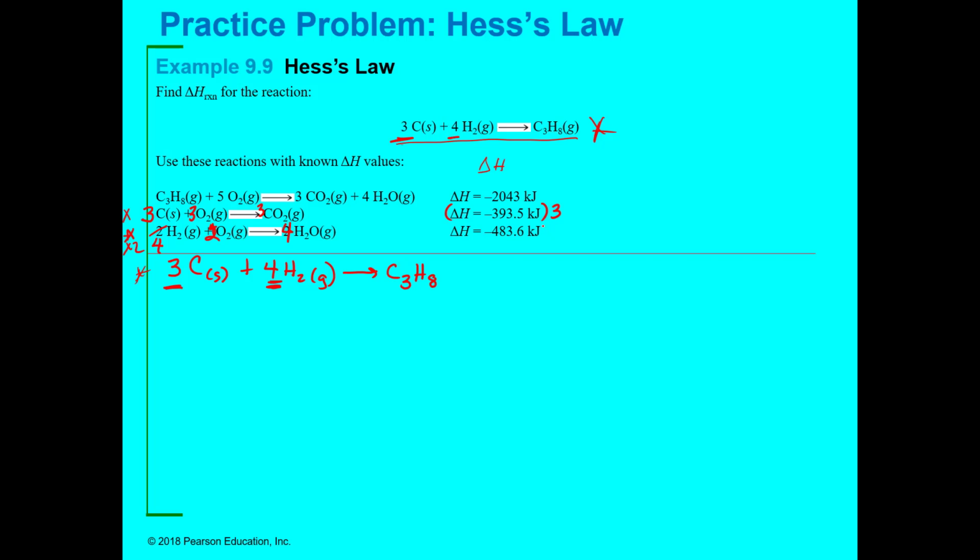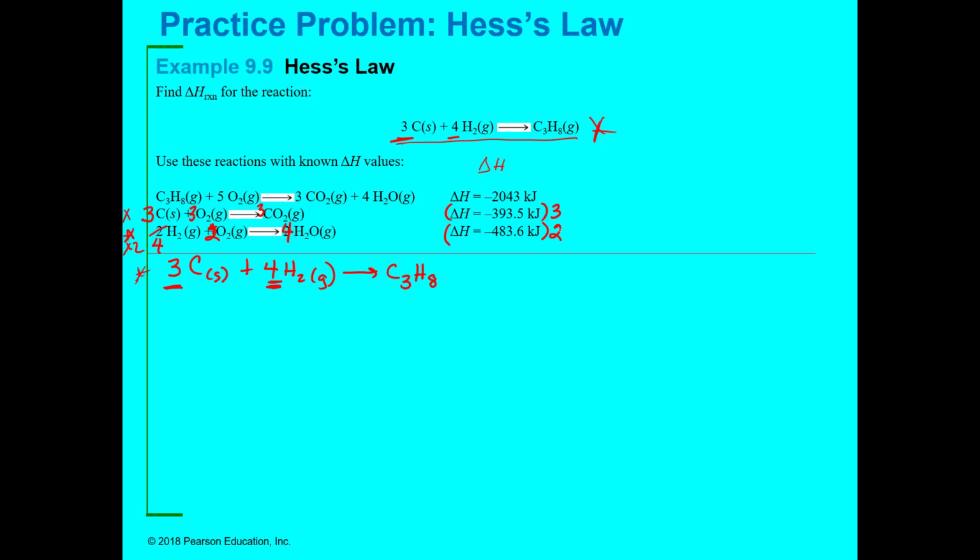That means I also have to do what? I have to multiply that by 4. No, by 2. By 2, sorry. I had to make it 4, so I had to multiply it by 2.